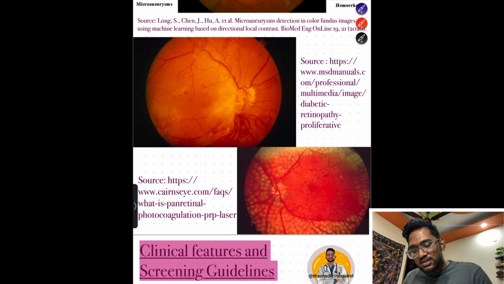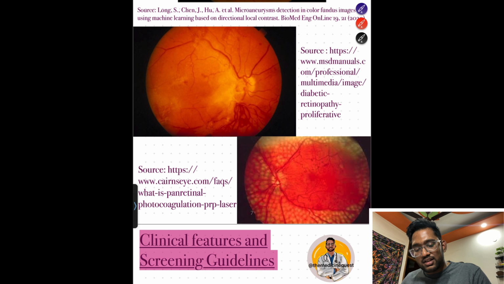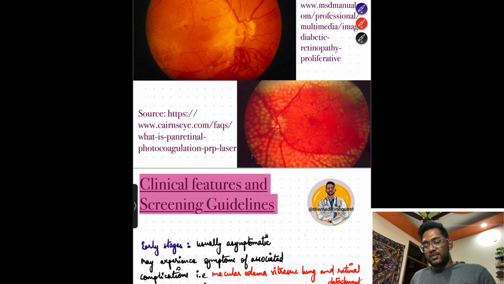Now, this third image is just for your information, to show how the fundus looks after pan-retinal photocoagulation for the treatment. All these yellowish spot-like things you see are the photocoagulation which has been done in the whole of the retina over here. So these were the basic features.